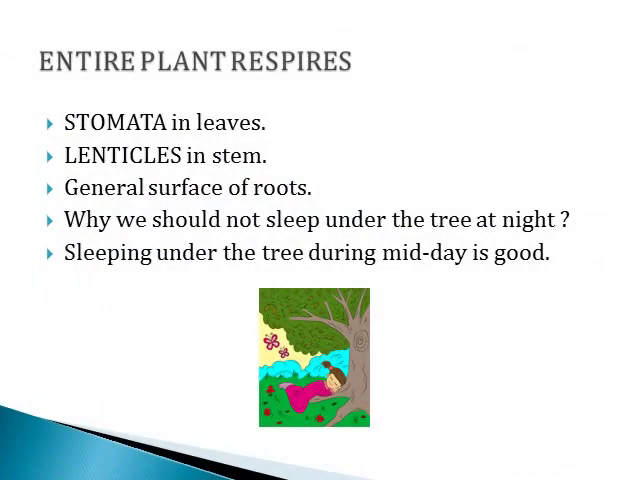Next, the entire plant respires. Every part of a plant, such as leaves, stem, roots, and even the deepest placed cell present in the plant, undergoes the respiration process. Oxygen is obtained from the atmosphere through the 3 inlets present in the plant. The 3 inlets are stomata, the tiny pores present in the leaves, lenticels in the stem, and the general surface of roots. So how are the roots going to get the oxygen?